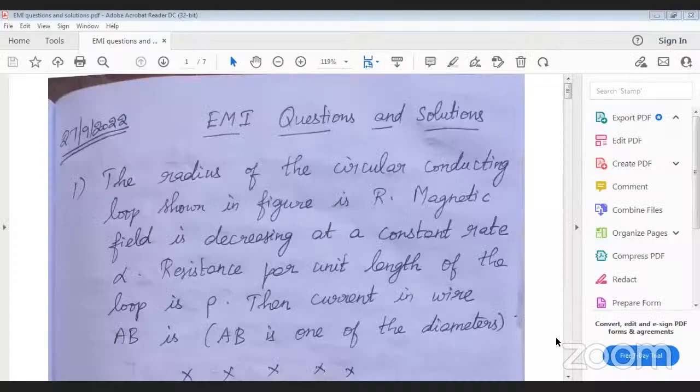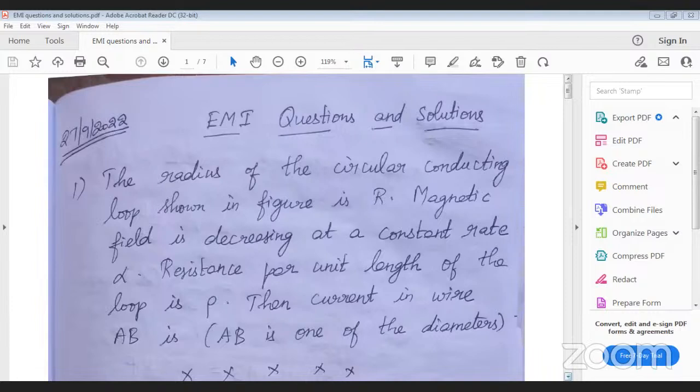So let me open the PDF file containing the questions and the solutions as well, so that we can quickly go through the solutions. Sir, your screen is not visible, sir. Is it visible now, ma'am? Yeah, sir. Now we can see, sir. Okay.